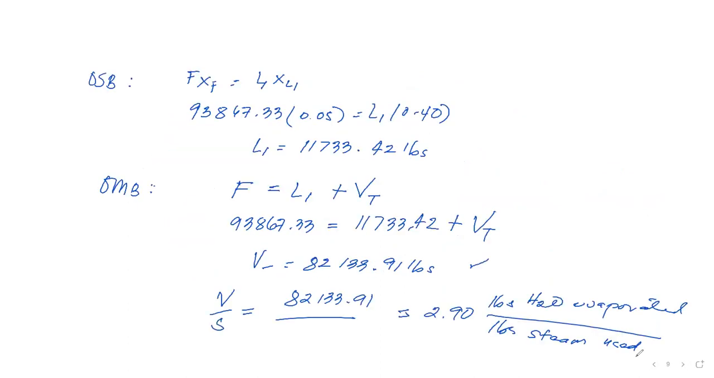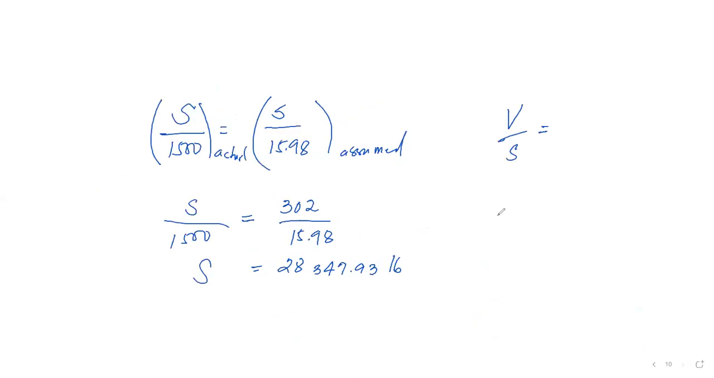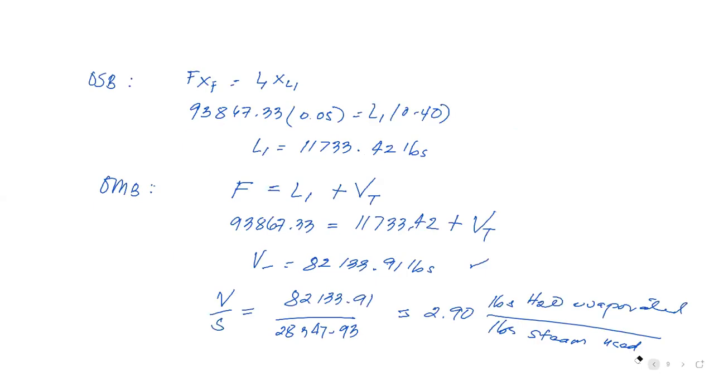So I place here 28,347.93. Please check if it will give you already the 2.90. That already accounts for the actual steam used if the area of each of the effect is 1,500. Do you get it? Did you get the 2.90 this time?